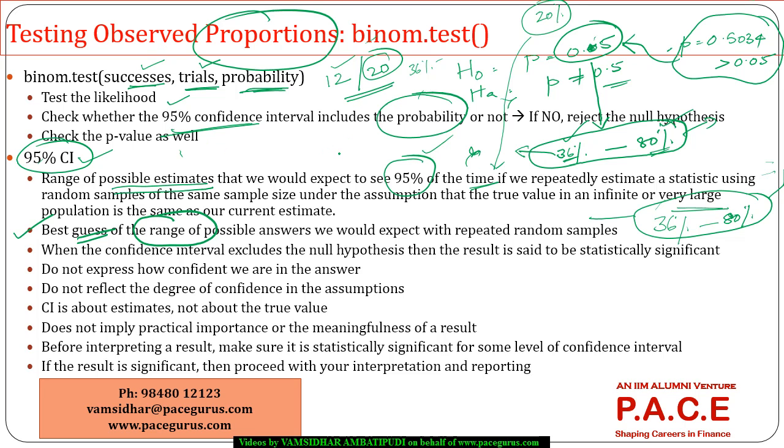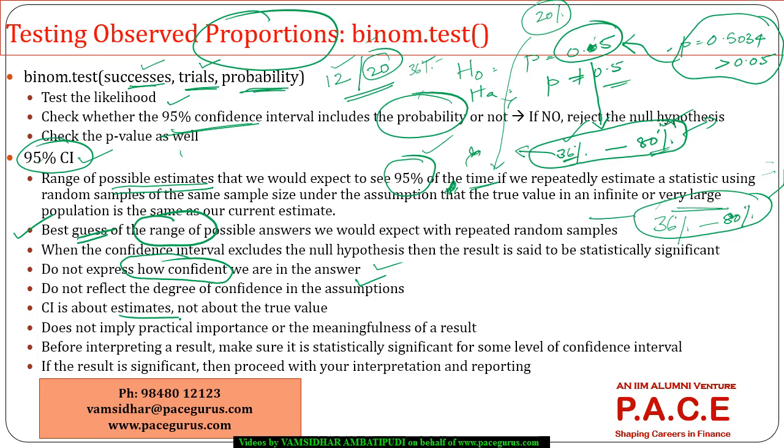So this has nothing to do with how confident we are in the answer. If the same experiment is repeated so many times, there is a good chance that the probability of success could be anywhere between 36% to 80%. But sometimes people talk about how confident we are in the answer. It has nothing to do with this. It has no input that it has captured which can talk about the degree of confidence.